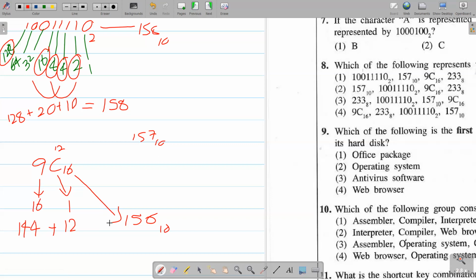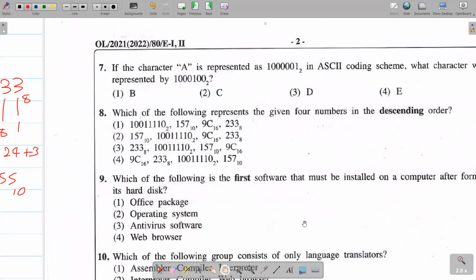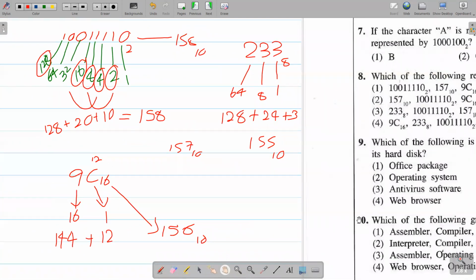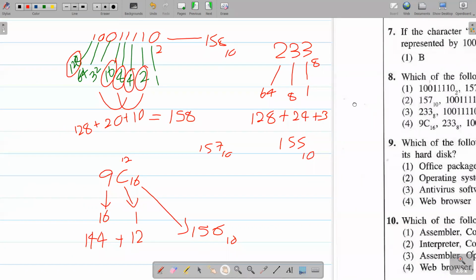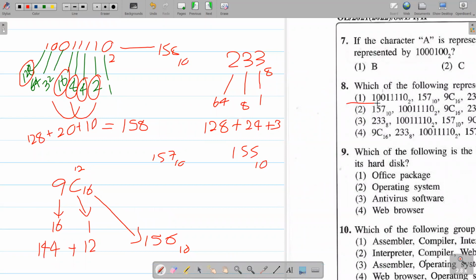Never mind, we'll do the other one as well. 233 in octal. So the place values are 1, 8, and 64. 64 into 3 is 192... 64 into 2 is 128, plus 8 into 3 is 24, plus 1 into 3 is 3. 128 plus 24 gives you 152 plus 3, 155. It's very close. So the smallest one is going to be 233. They are asking about ascending or descending. Descending order. The biggest one will be at the beginning, which is 158, the binary value. So it's going to be the first one. Isn't it the first one, people?